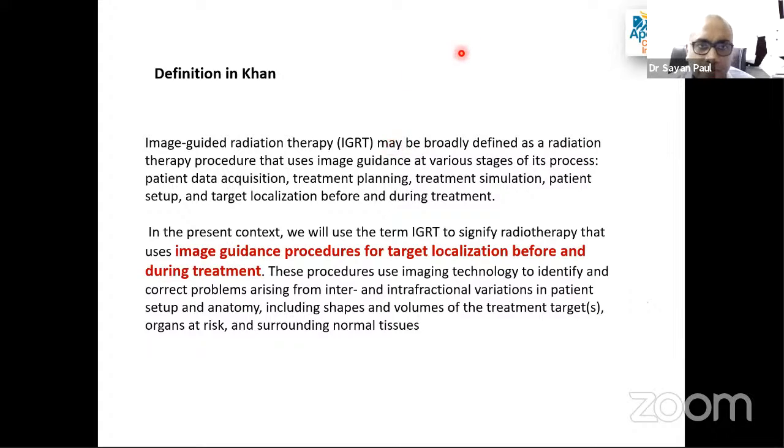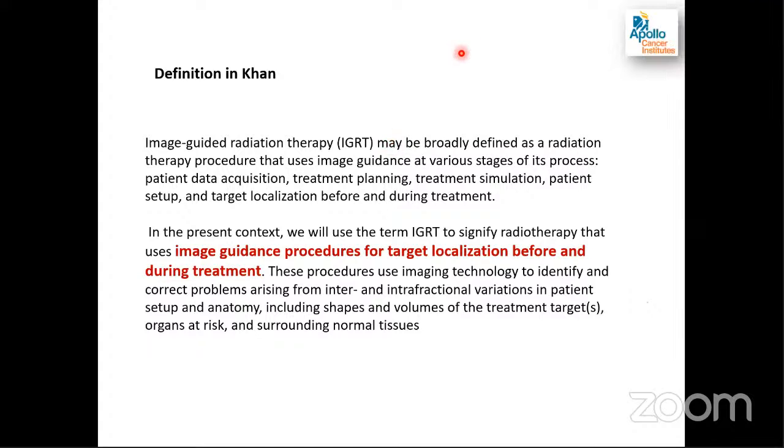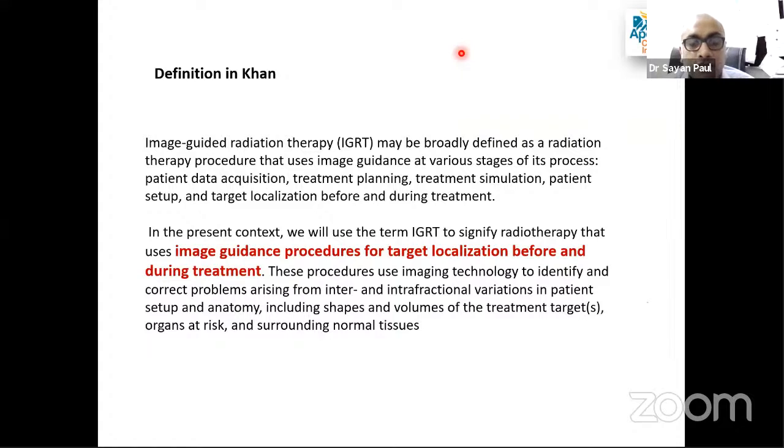So the concept, I tell you, you are new generation radiation oncology students, so it might not be a problem for you. But I have seen in many older generation radiation oncologists also, this concept is not clear. As per the definition, if we are using imaging at any stage of our planning or treatment delivery, we can call it IGRT, but actually it is not. IGRT is when you are using image guidance to localize the target during the treatment, before or after.